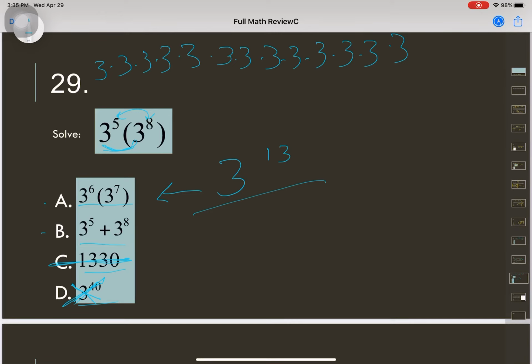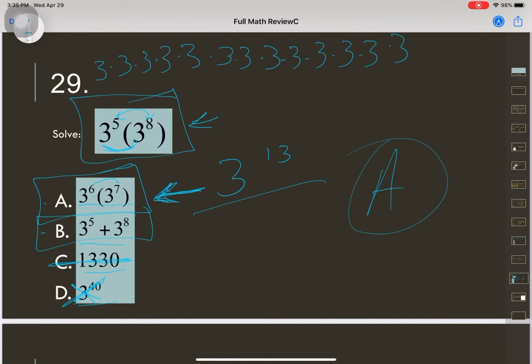Now, our rule was if you multiply them together, you add the exponents. If I said 3 to the 5th times 3 to the 8th, and if you really get stuck, put this in the calculator just like that, and then put each of these in the calculator and see which one matches. And you're going to find out that 6 plus 7 is also 13. So this one right here is 3 to the 13th, just like that one. So your answer is A.